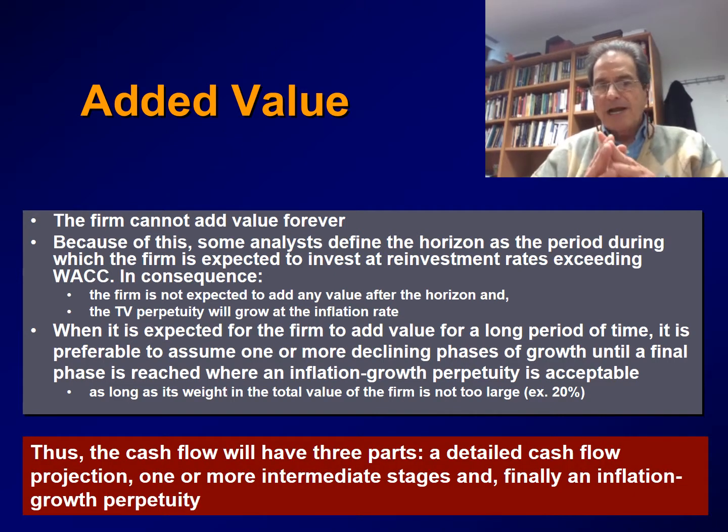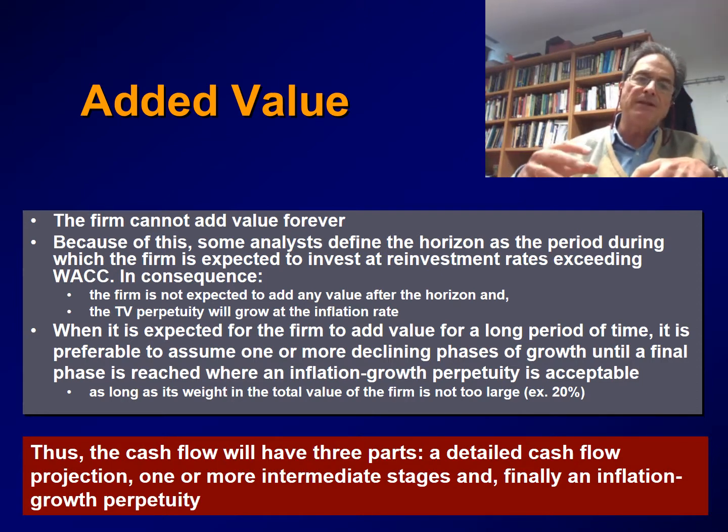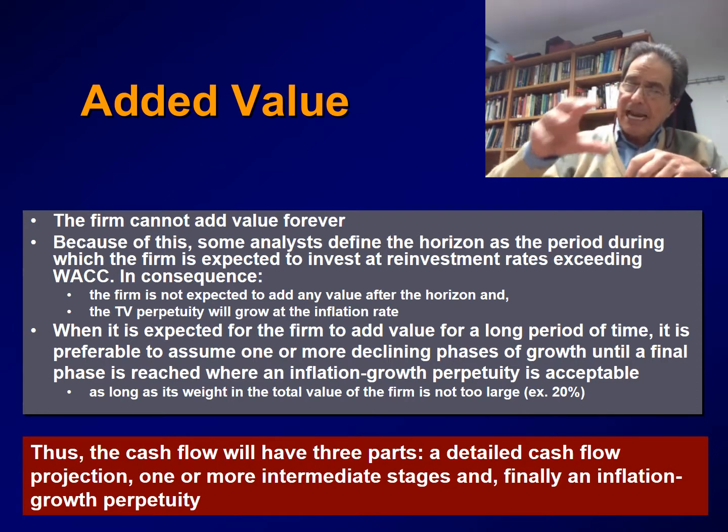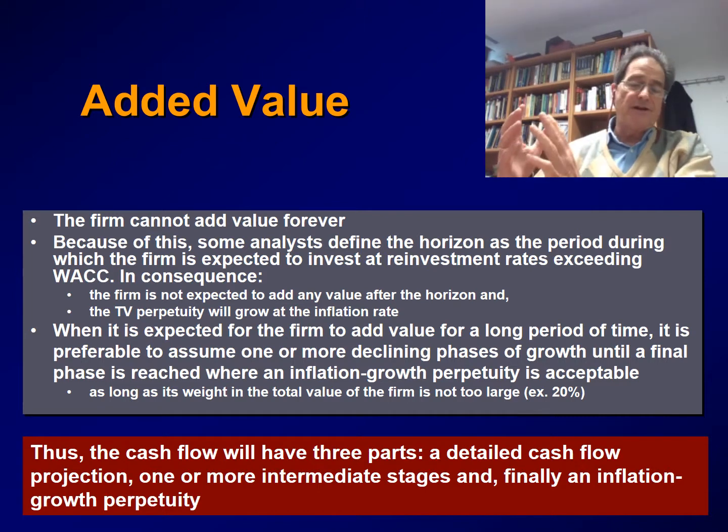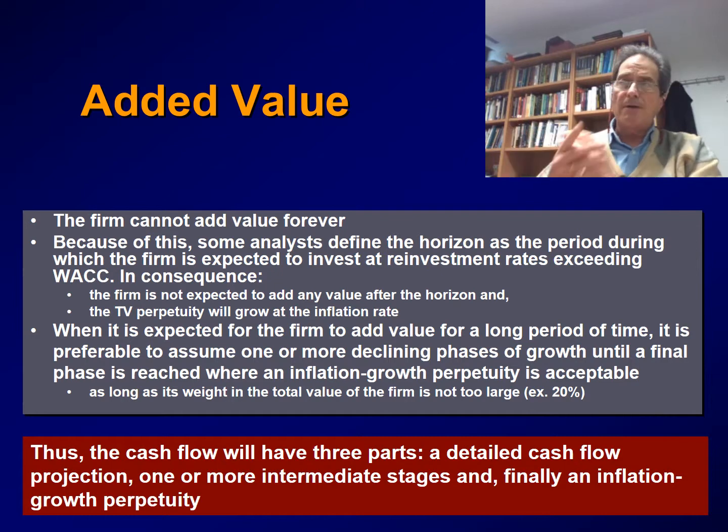So, summarizing, we will have a cash flow with three parts. The first part will be a detailed cash flow projection. The second part will be composed of one or more intermediate stages of declining growth rates. And finally, the third part is an inflation growth perpetuity.